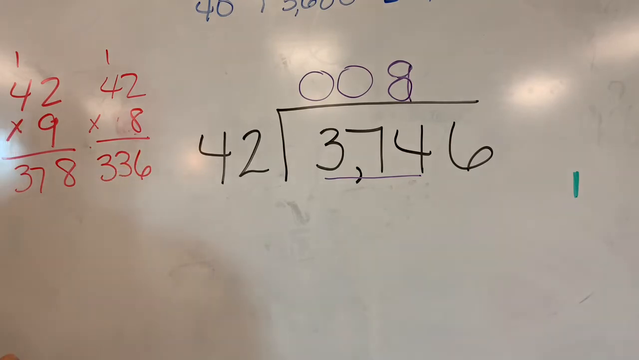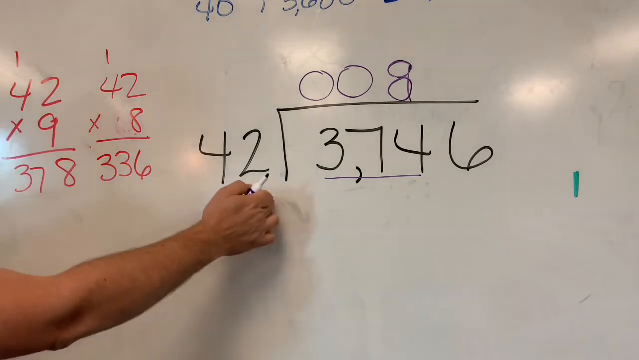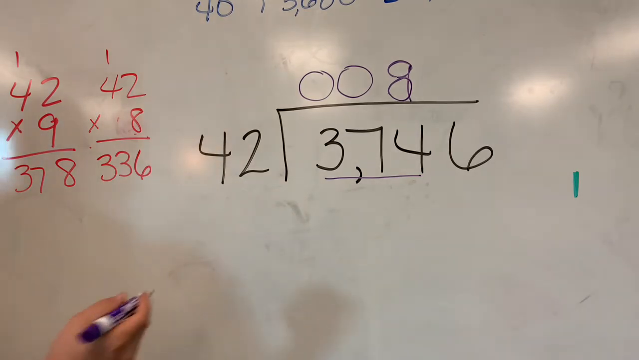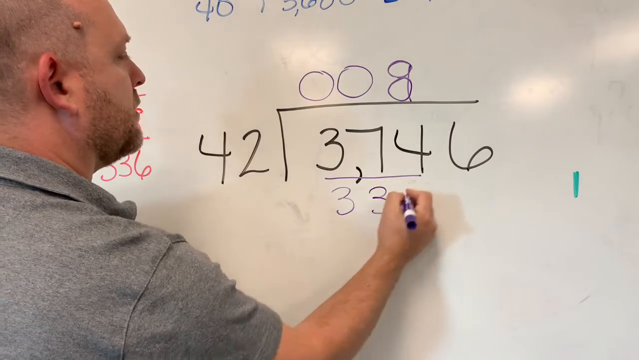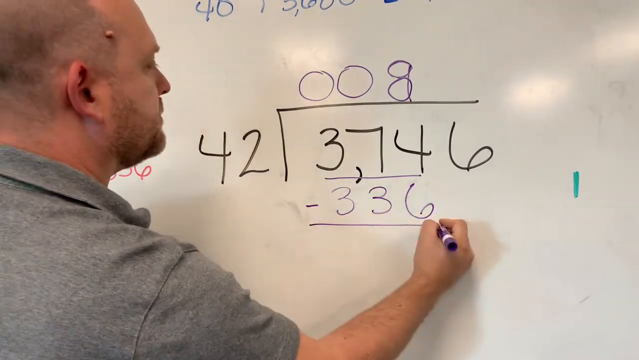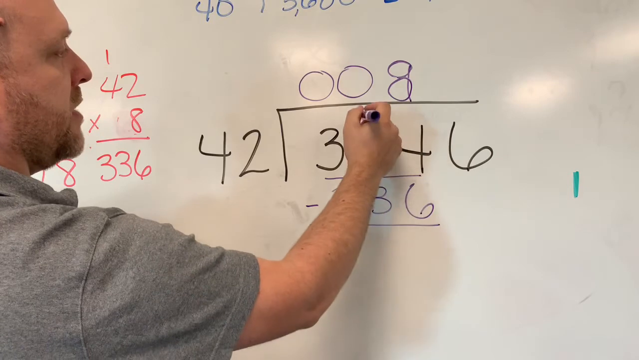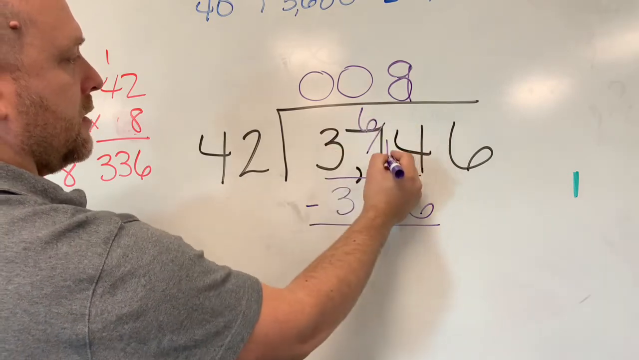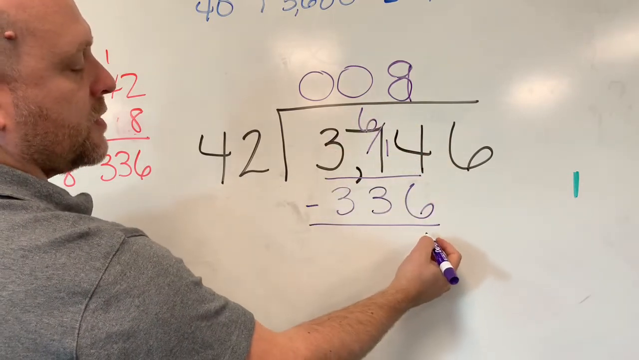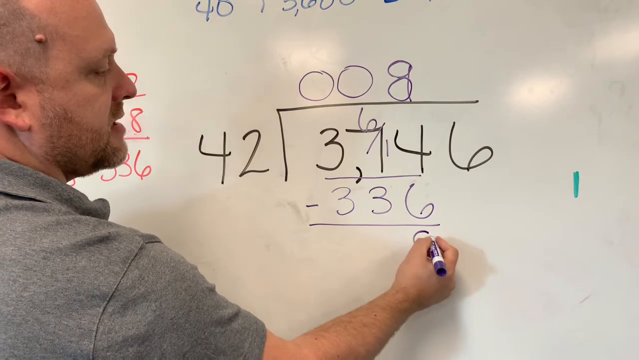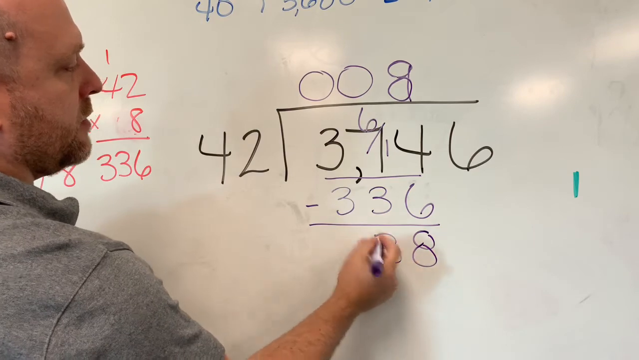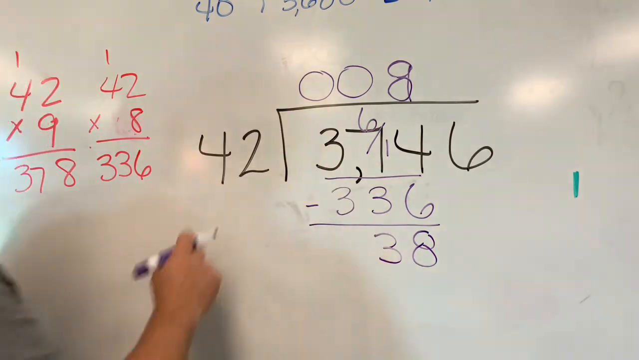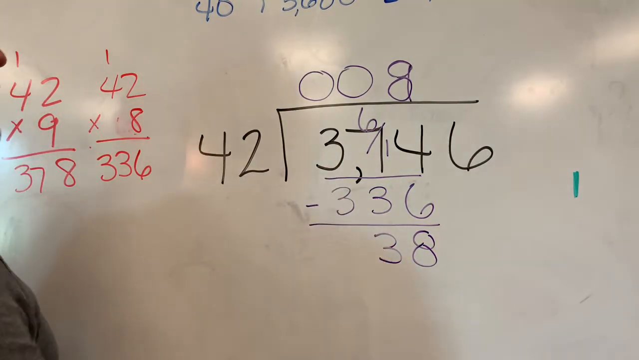So 336. That looks like a number that can go in here, and it should be less than 42, but let's double check. I have 336. We're going to subtract that out. Have to borrow from here, make that a 6. So 14 minus 6 is 8. 6 minus 3 is 3. 3 minus 3 is nothing. 38 is less than 42, so we are good on that step.